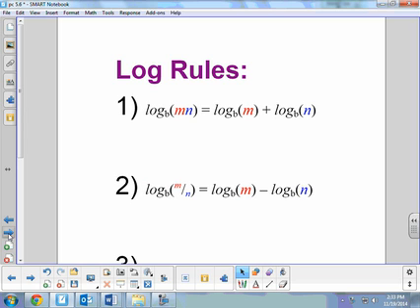The first one is the product. That means if I'm taking the logarithm and I've got two factors, I can separate those two factors with a plus sign. For the second rule, if I am dividing two factors, I can separate those two factors with a minus sign.